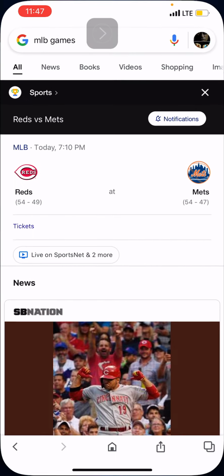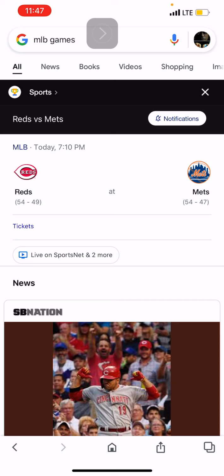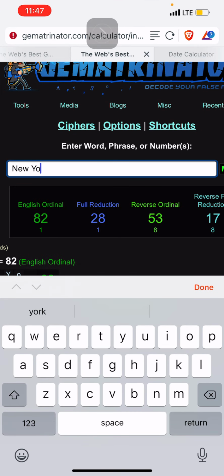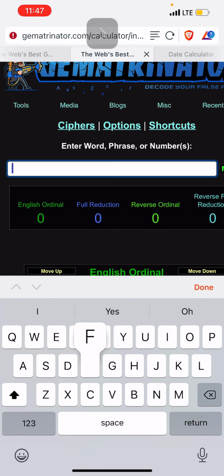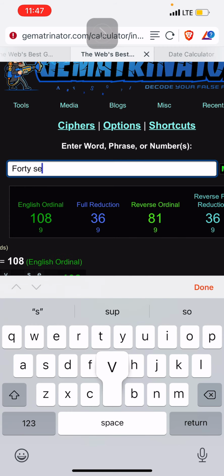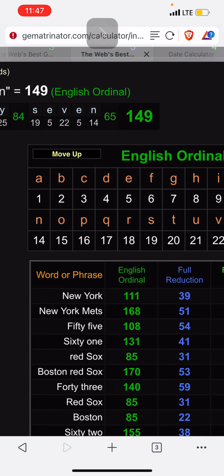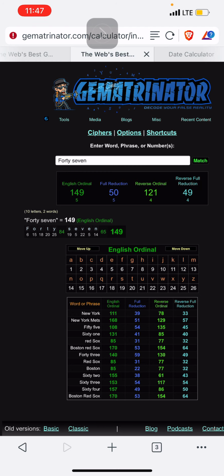But yeah, I would basically type out words like 47 or 49, see if those have any value, and pair them up with the names of the teams. So 47, for instance, is 50 and 49. Now I would look for something with numbers like 55. Does 55 equal 50? No, it equals 54. So that's how I've been picking this stuff.